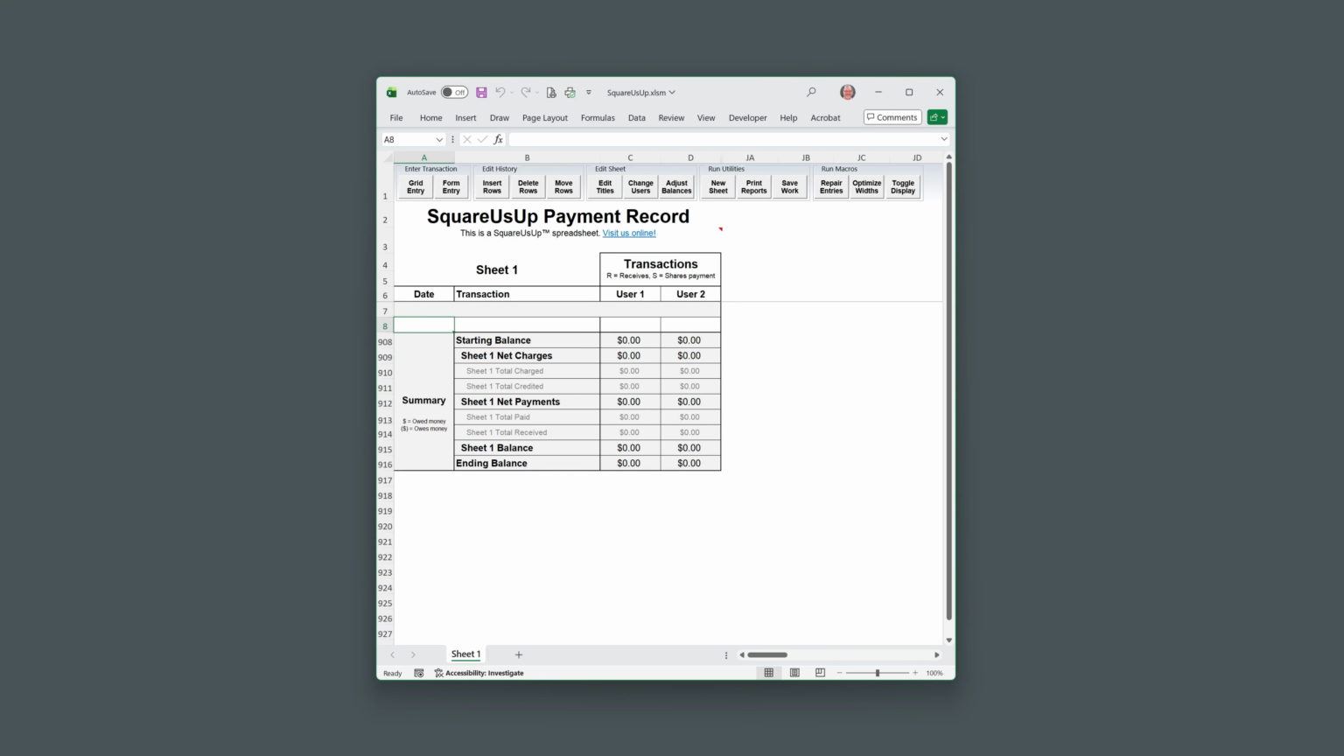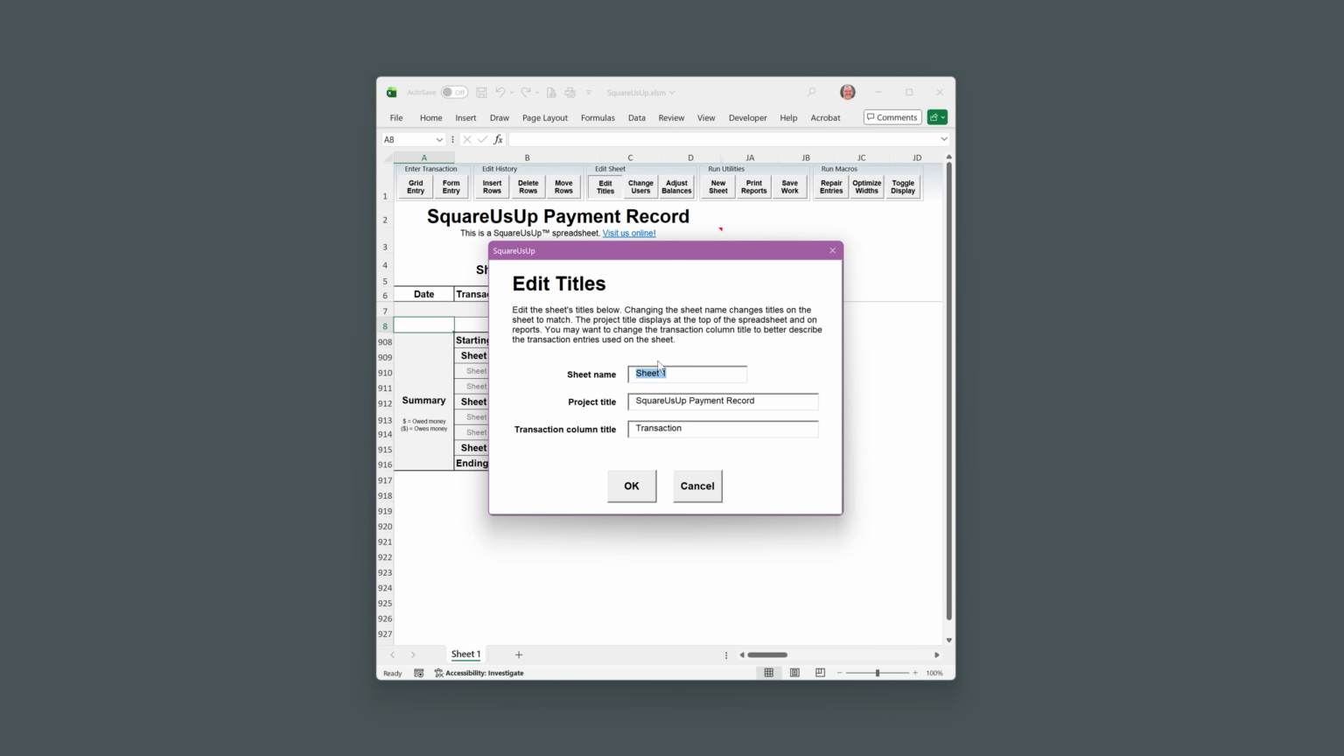This is the SquareUsUp template file that you can download from the website. As you can see, there's not much to it, but as you will soon see, this simple spreadsheet is actually a powerful expense sharing tool. First, we'll customize the template for our project.